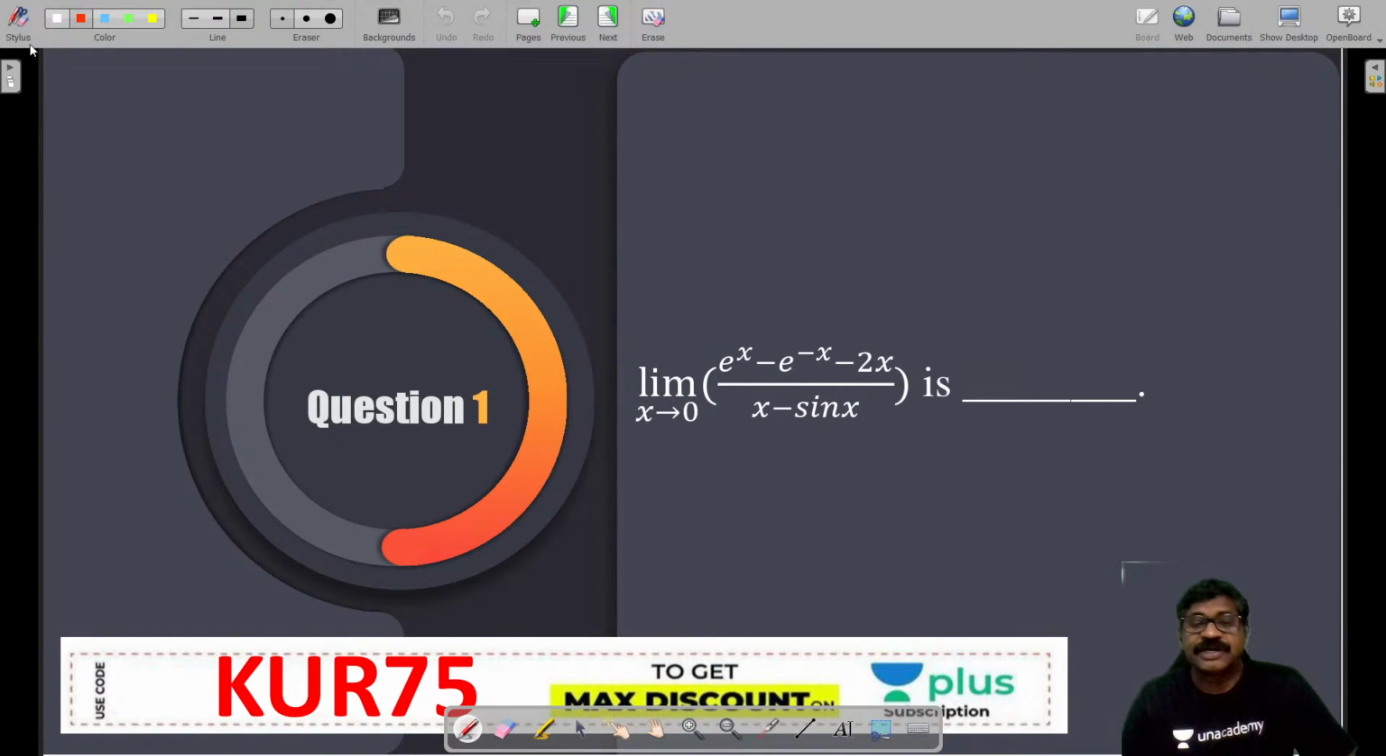Now, let me start. Problem number 1. Limit x tends to 0, e power x minus e power minus x minus 2x by x minus sin x. When x is tending to 0, numerator is tending to 0, denominator is also tending to 0. Now we have to apply L'Hospital rule.